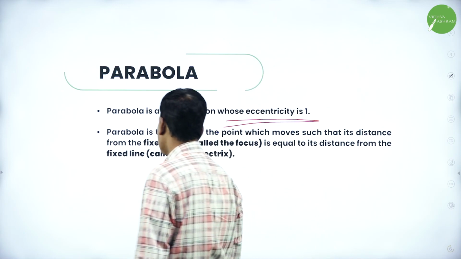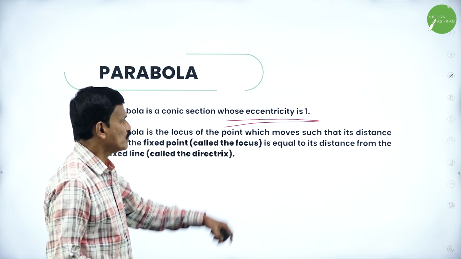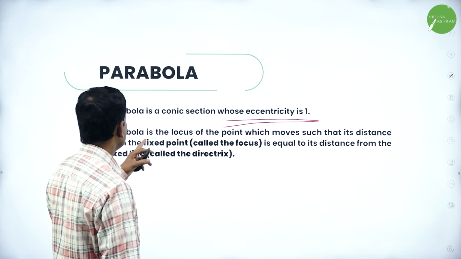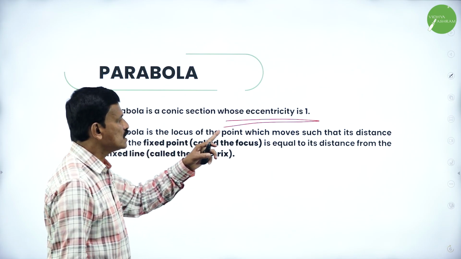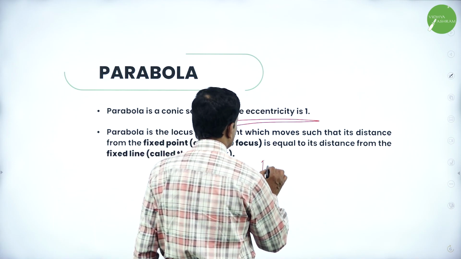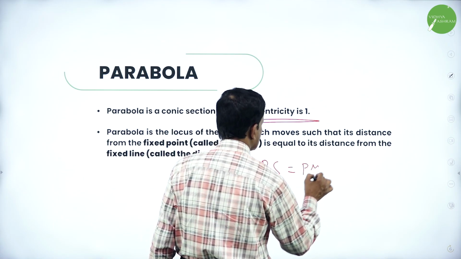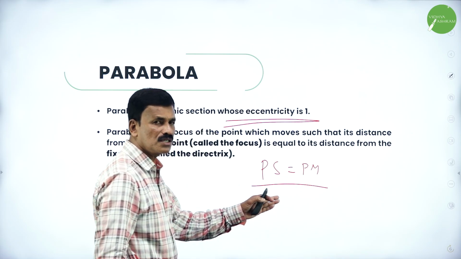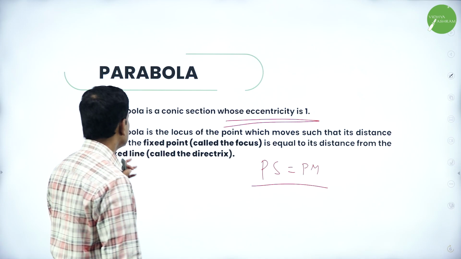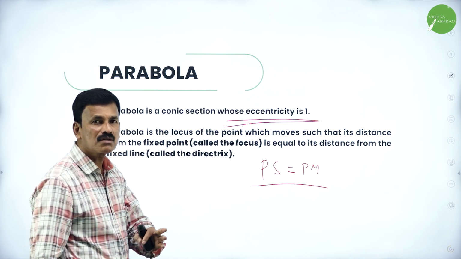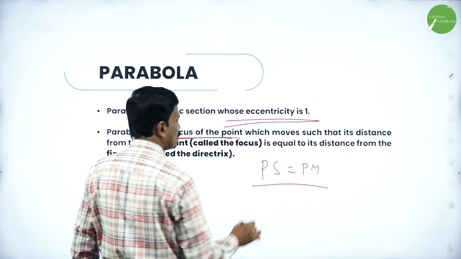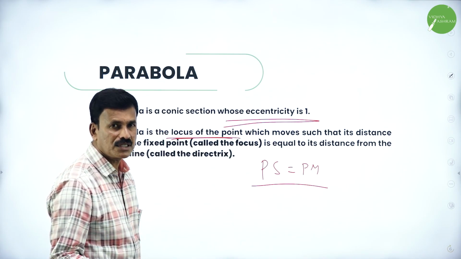The definition of a parabola is: a parabola is the locus of a point which moves in a plane such that its distance from the fixed point, that is the focus, is equal to its distance from the fixed line. That is PS is equal to PM, the distance from the point to the focus is equal to the distance from the point to the directrix L. Then the conic is called a parabola. Locus means the path traveled by a point under certain given conditions.